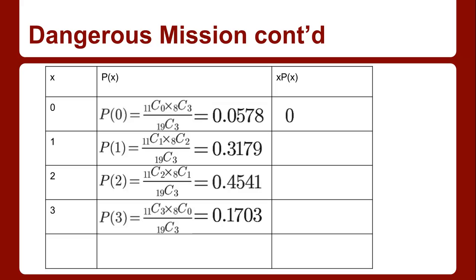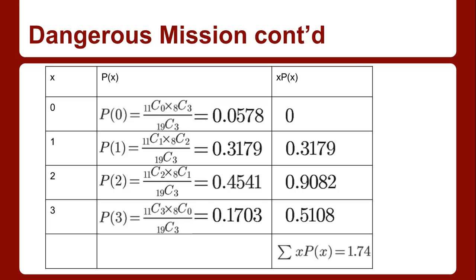If we multiply x times P of x, we actually get the expected value. So we're going to work on that. We just multiply the numbers together. When you add them up, you actually get the expected value. So the expected number of females we get is closer to 2, 1.74 on average, but that just means that it's really more chance of getting 2 than it is of getting 1.